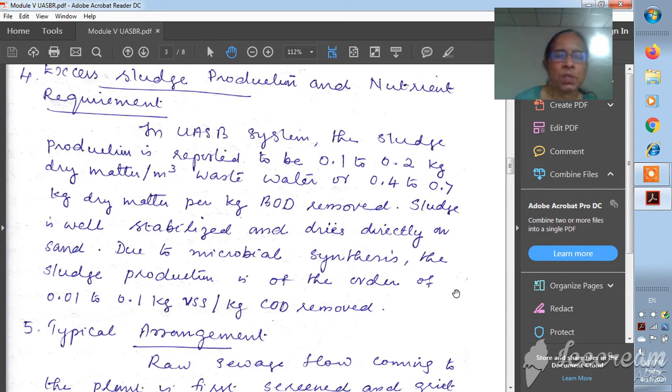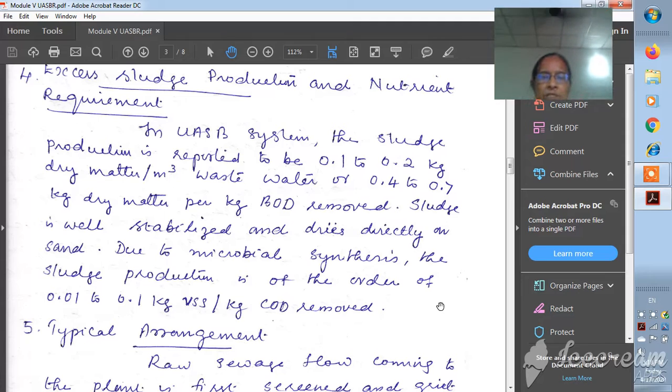Okay, now we were discussing the sludge production and nutrient requirement. Here, when we consider the volatile suspended solids, that is, the sludge production is in the order of 0.01 to 0.1 kg of volatile suspended solid per kg COD removed.